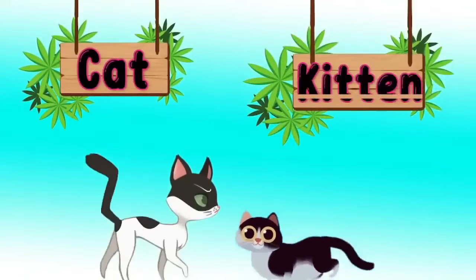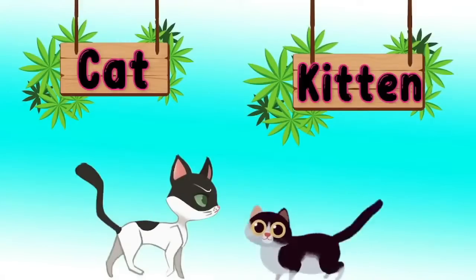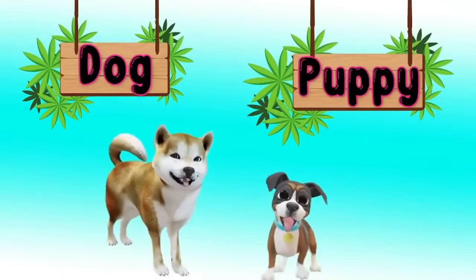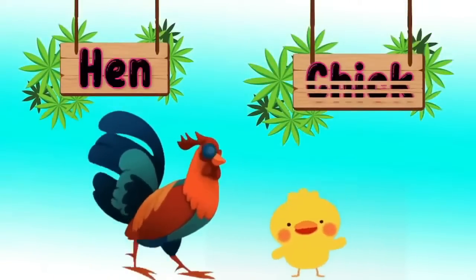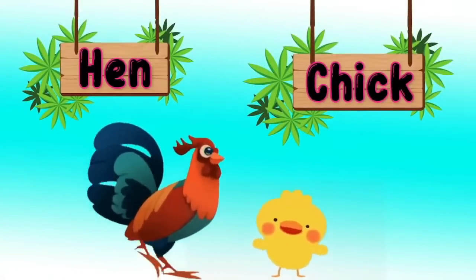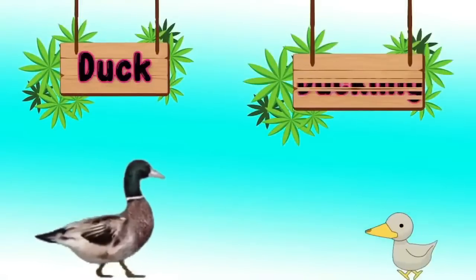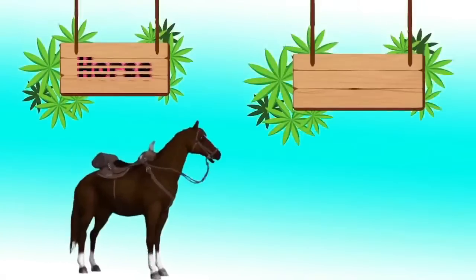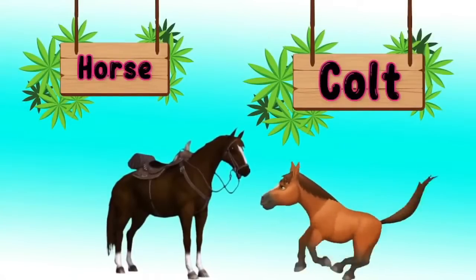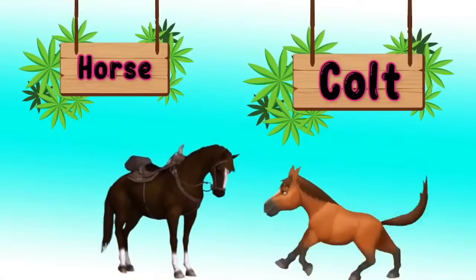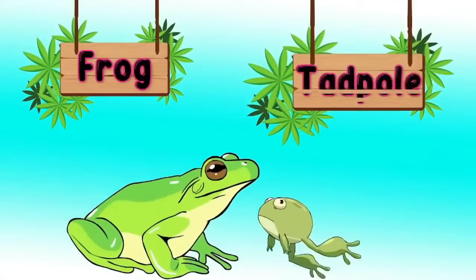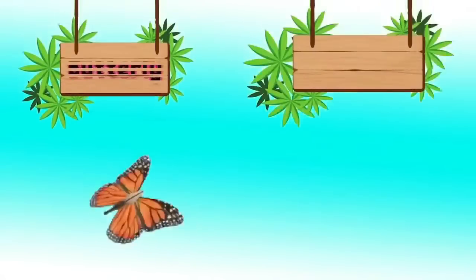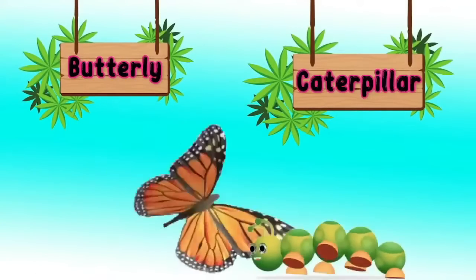Cat, kitten. Cat young one is kitten. Dog, puppy. Dog young one is puppy. Hen, chick. Hen young one is chick. Duck, duckling. Duck young one is duckling. Horse, colt. Horse young one is colt. Frog, tadpole. Frog young one is tadpole. Butterfly, caterpillar. Butterfly young one is caterpillar.